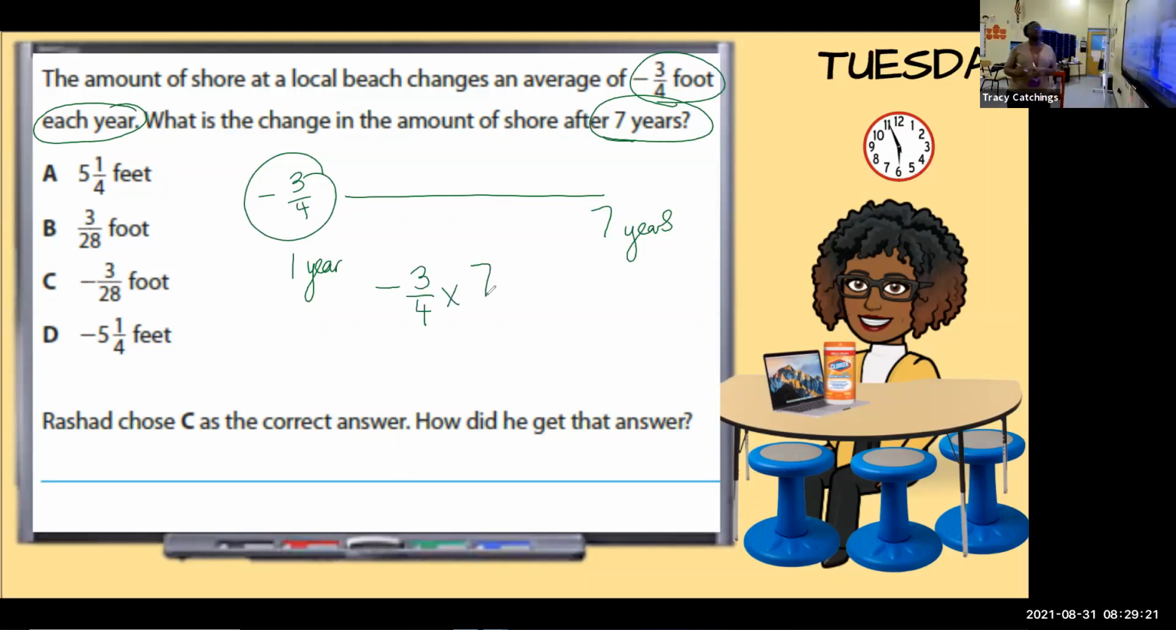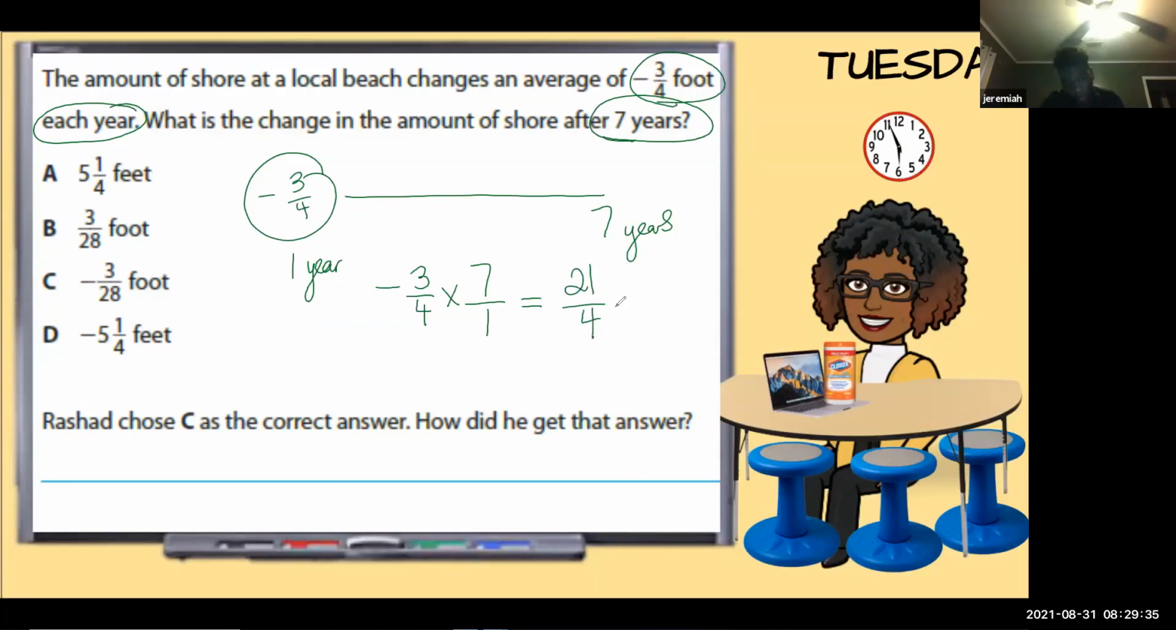7 is a whole number, so what would we do with it? Put a 1 under it. Good job. Now let's multiply. 3 times 7 and 4 times 1. 21. All right, that's an improper fraction. How many groups of 4 can we get out of 21?